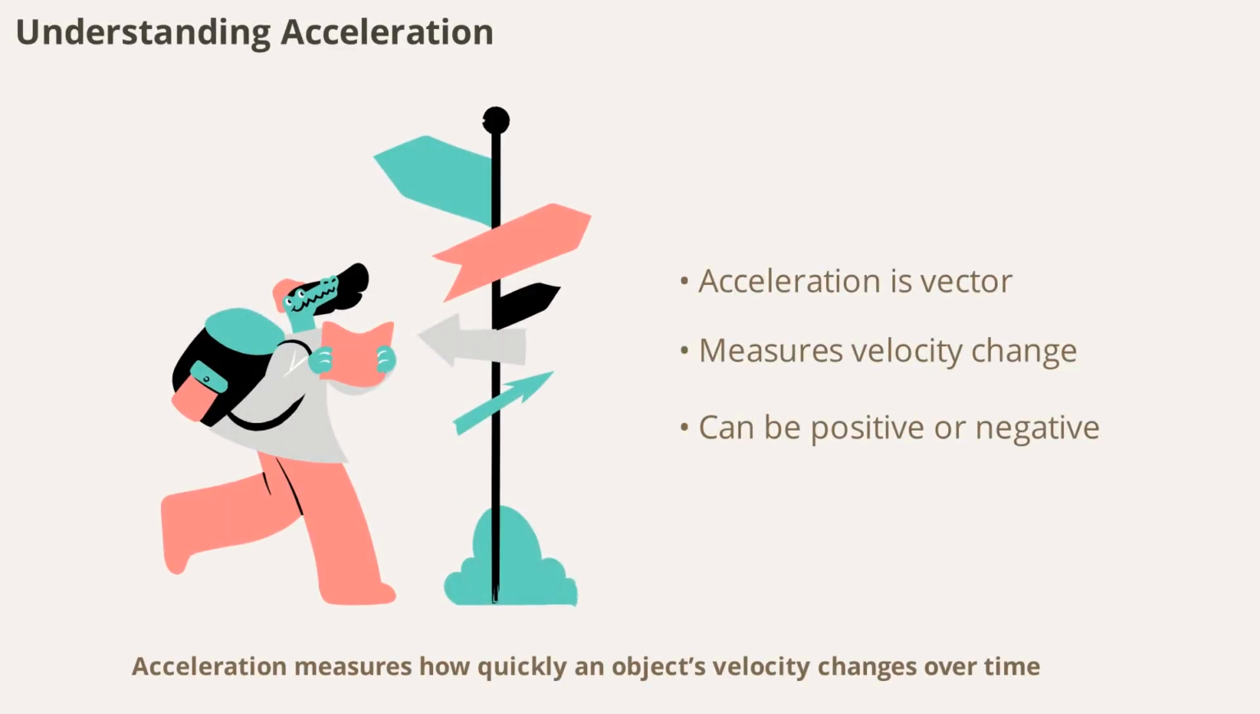Acceleration measures how quickly an object's velocity changes over time. It's a vector quantity, so it includes both magnitude and direction. If an object speeds up, slows down, or changes direction, it's experiencing acceleration. For example, when a car starts moving from rest or comes to a stop, it's accelerating. Understanding acceleration helps us predict and describe changes in motion.